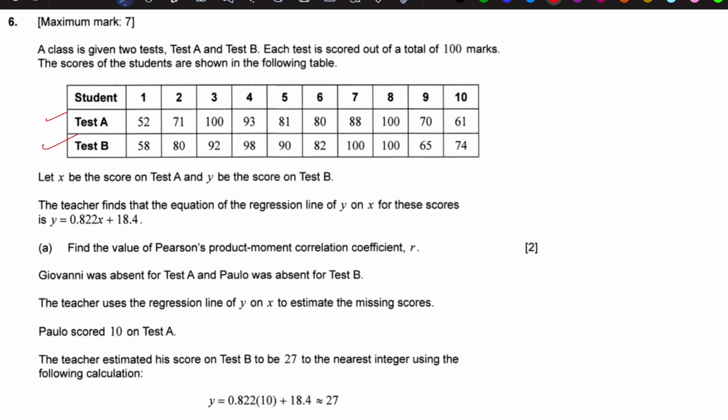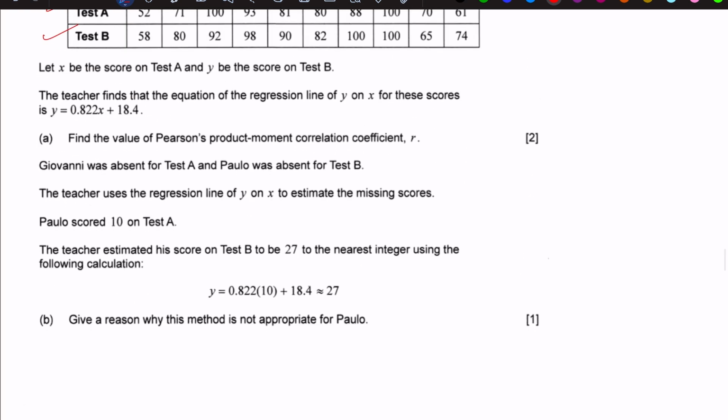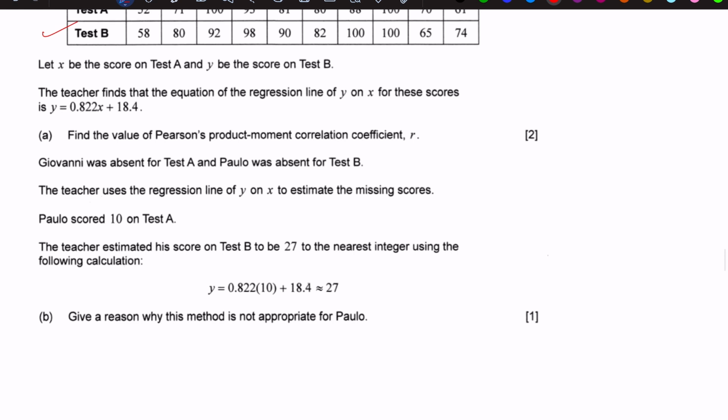Now what happens is you have to use your calculator for part A. After you plug in the values properly for x and y, at the end you should get the value of R as 0.901. This should come from your calculator. Moving on to the next part.